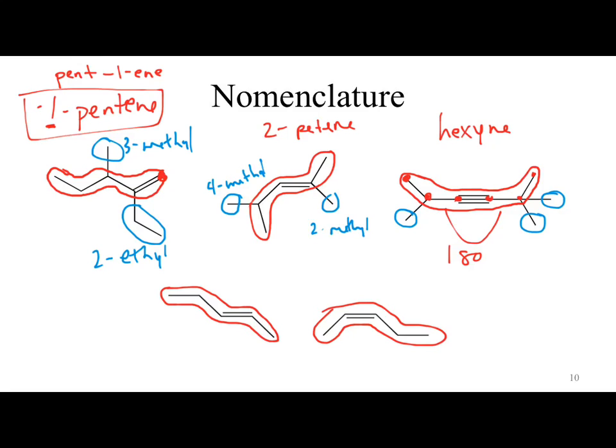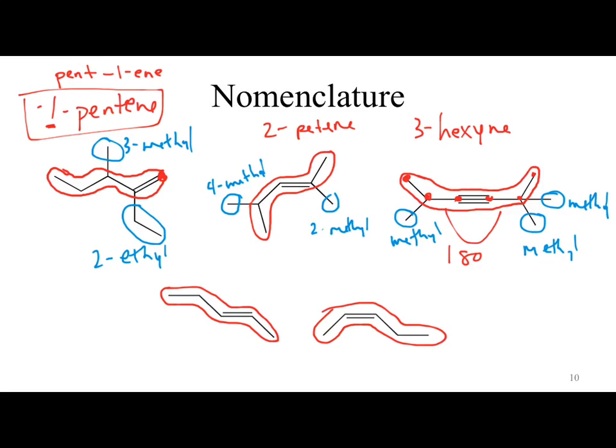Where do we number it? Either way, we could get still 3-hexyne. Now the trick, though: which way did we number it? When it comes to our methyl groups, we need to make sure that we number correctly, and only one numbering actually works.